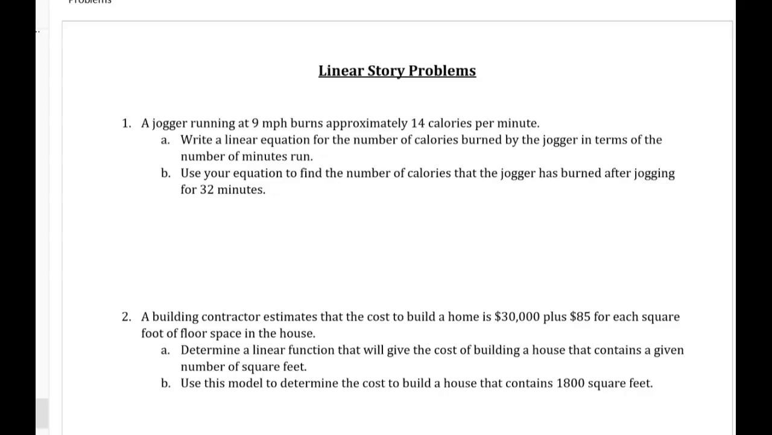First, let's define our variables. We want to write a linear equation for the number of calories burned by the jogger in terms of the number of minutes run. The "in terms of" piece is the independent variable, so that's our x. So x is number of minutes, and y is number of calories. The number of minutes will tell us the number of calories, so input, output.